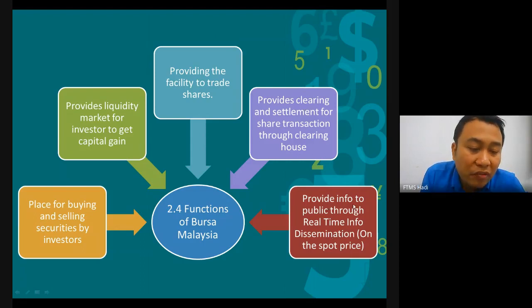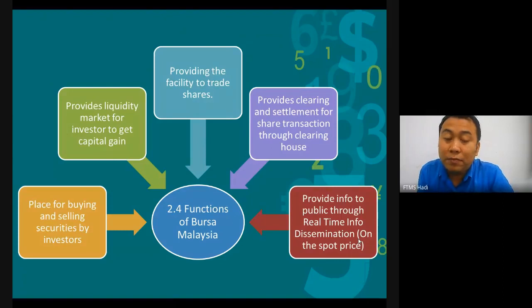And the last one, provide information to the public through real-time information dissemination. That means the price displayed in Bursa Malaysia is live. It's a real price. Currently the time is 9, and I think Bursa is open already, so the price displayed in Bursa Malaysia is quite live. I mean, the price right now.